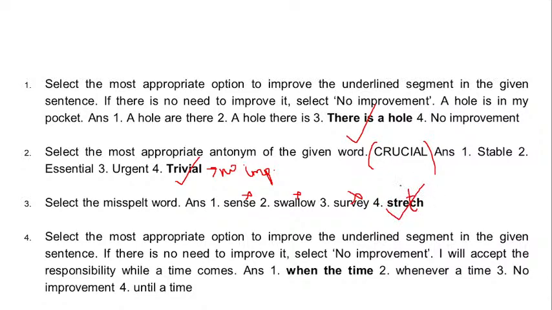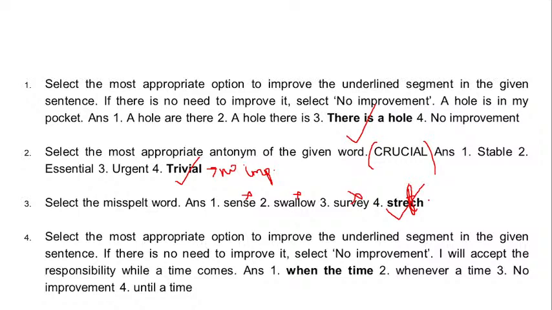STRETCH is the correct spelling of stretch, because T is silent, and this is how you have to figure out your answer. This is the correct answer because the spelling of stretch is wrong. The fourth one is again an error detection question.